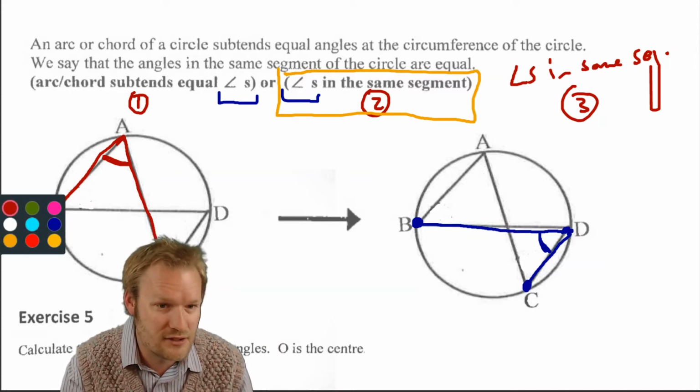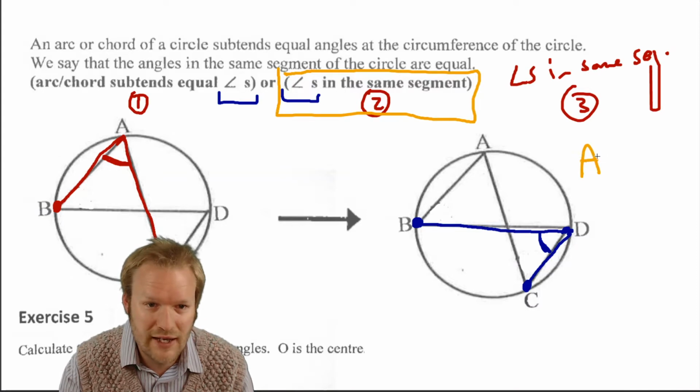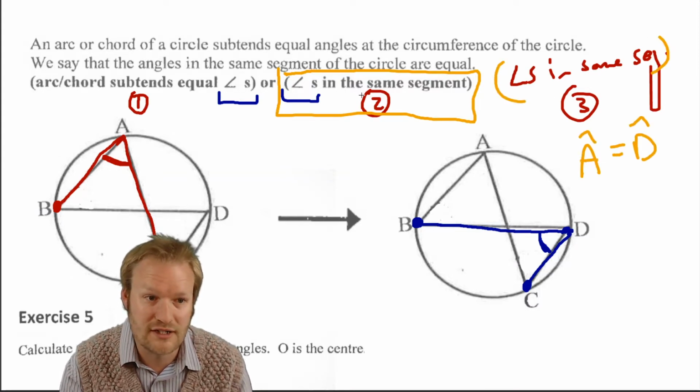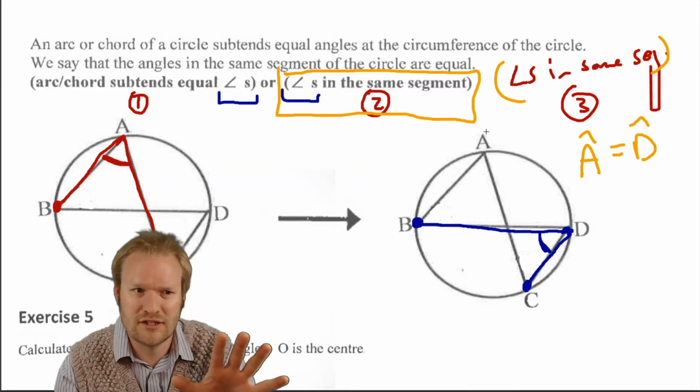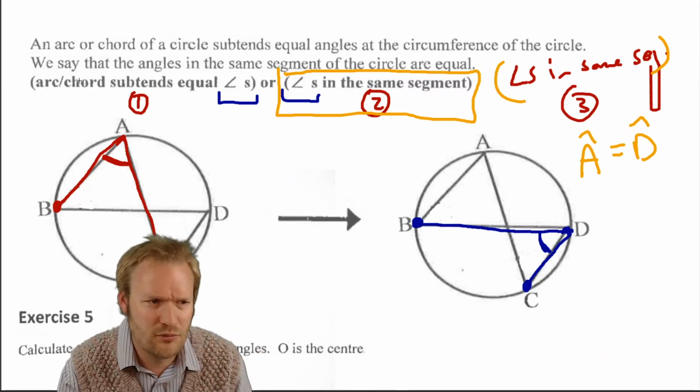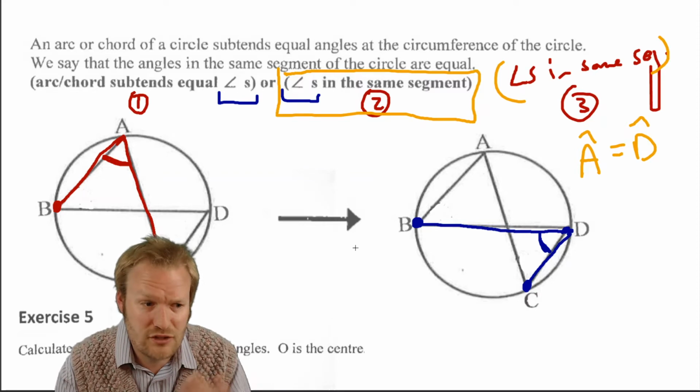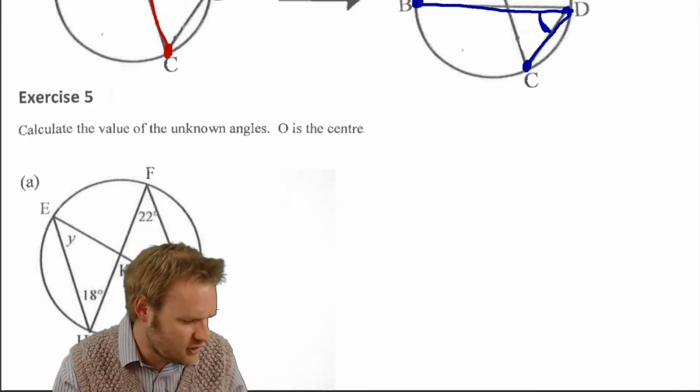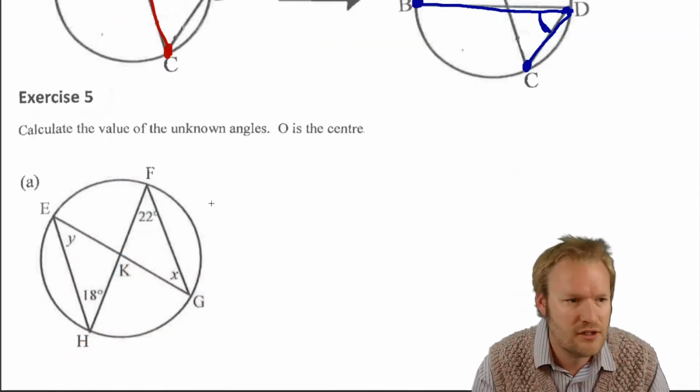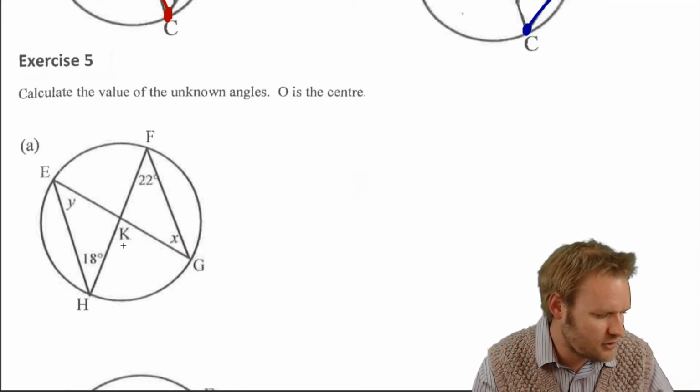So this says, let's do it here and say angle A equals angle D, and your reason is one of these two. I'm always going to say angles in same seg. Okay, so that's what it does. So let's go through an example and see how this one works.